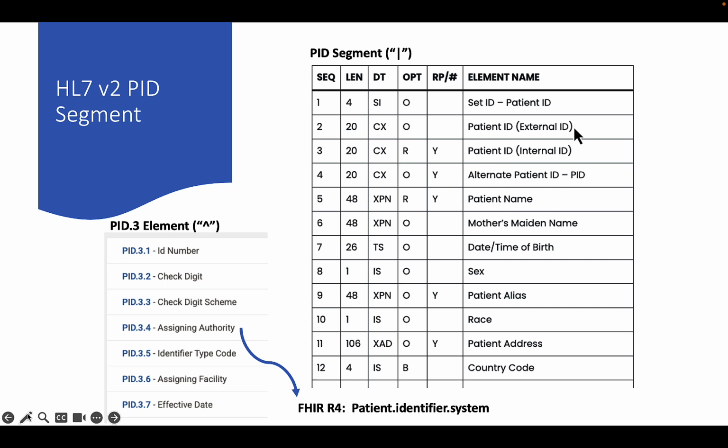So PID 3. We can go and look and say what data elements or what components are within this element. That's in the standard. So if I go and look inside the standard, I see PID 3.1 is the ID number.